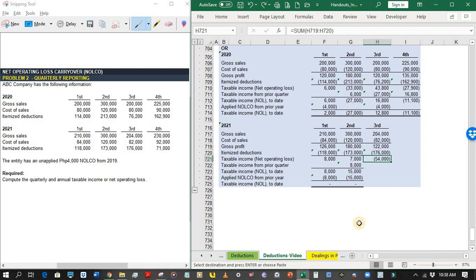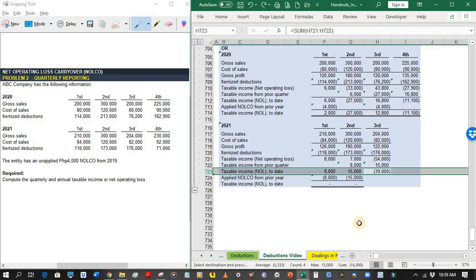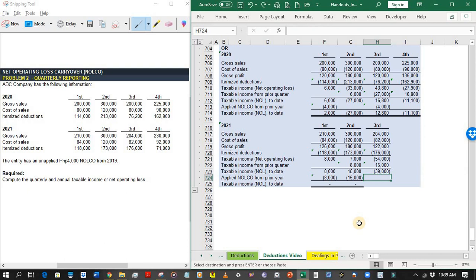And of course, we must report the cumulative balance. So which means we need to add the first 6 months result of operation, which is 15,000 pesos. So that is the taxable income from January to June. So for the 9-month period, the result is a net operating loss of 39,000 pesos. And again, this row is the cumulative balance. So which means that during the first 9 months, we have a net operating loss of 39,000.